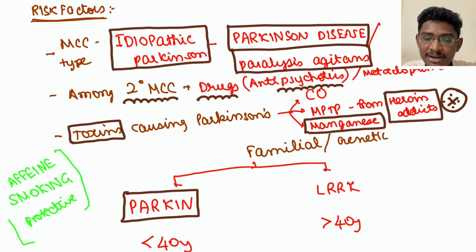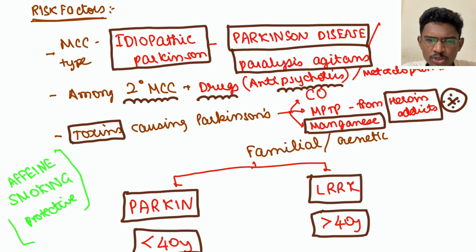Then, carbon monoxide poisoning can also cause Parkinson's. You would have read that in FM. Remember these. Then, genetic causes of Parkinson's. Two causes you should remember. If it is early onset, less than 40 years, the cause will be the PARK gene. If it is more than 40 years, the LRRK gene. Okay, these are the causes of Parkinson's.